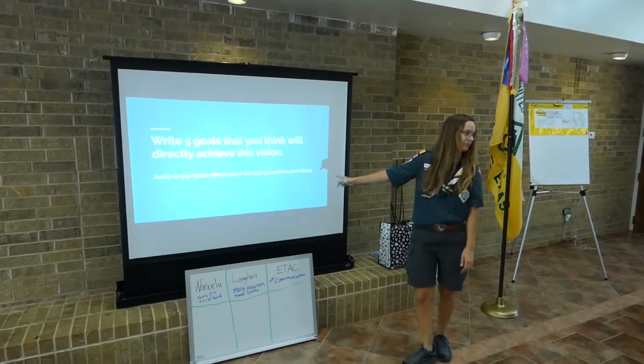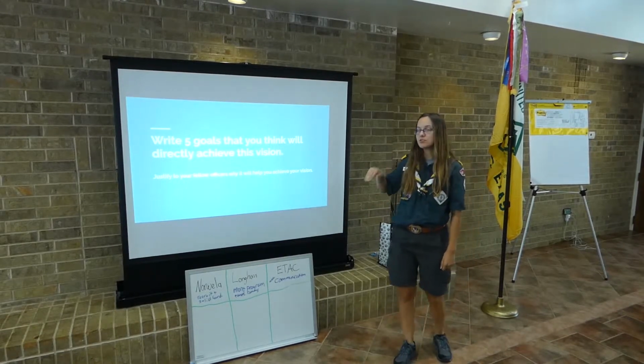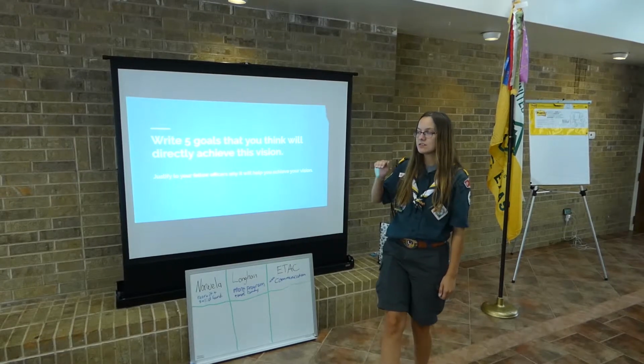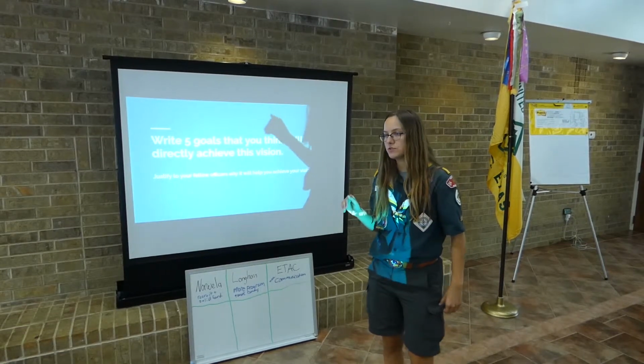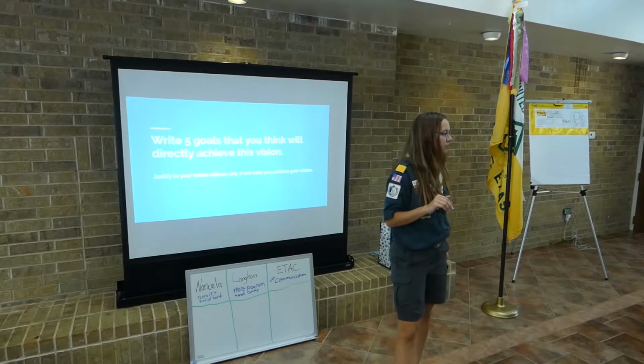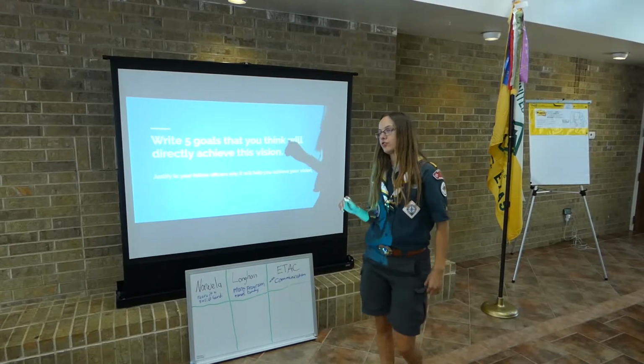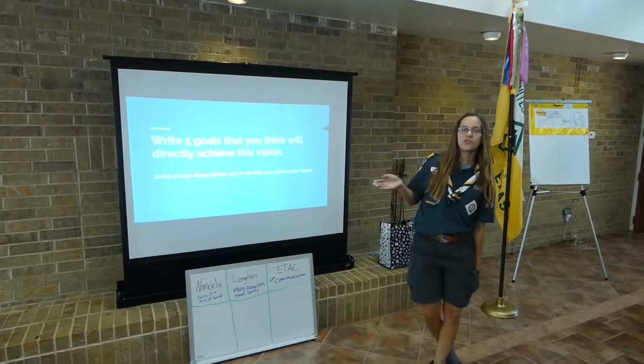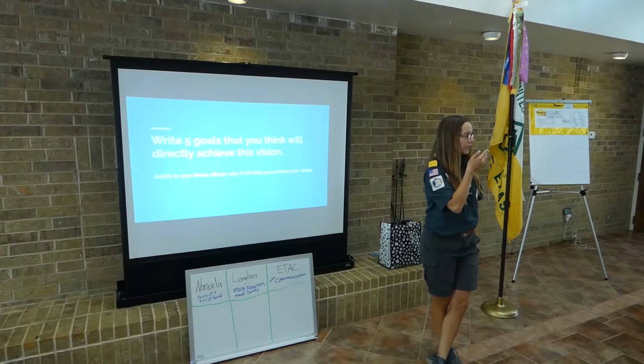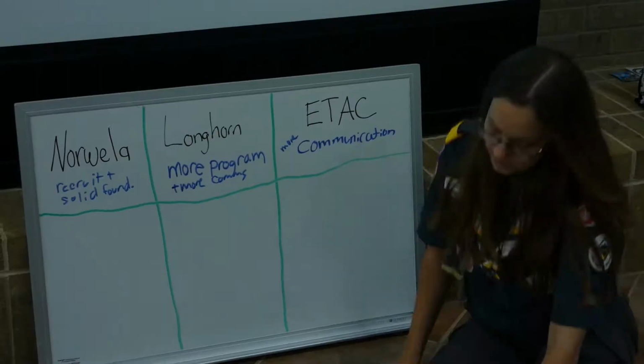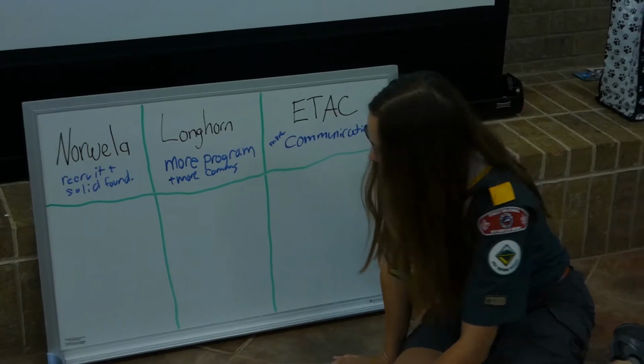When you're talking through these goals, make sure you're justifying exactly how they help you achieve your vision. If there's any dispute amongst you, justify to yourself: why does this goal help us accomplish this vision?